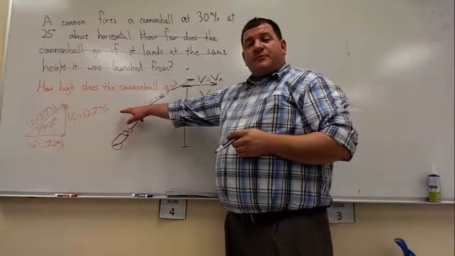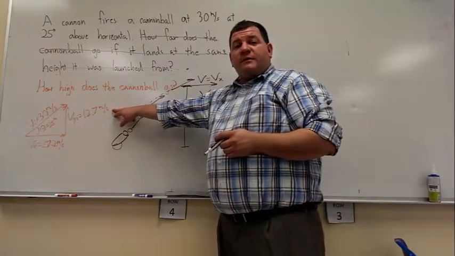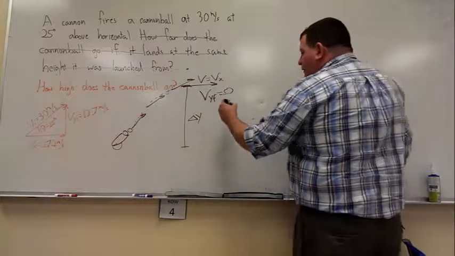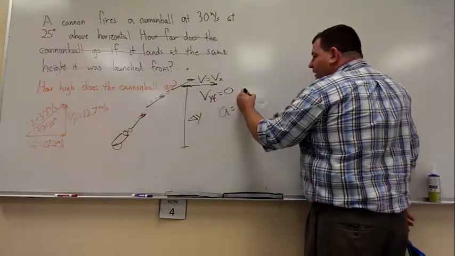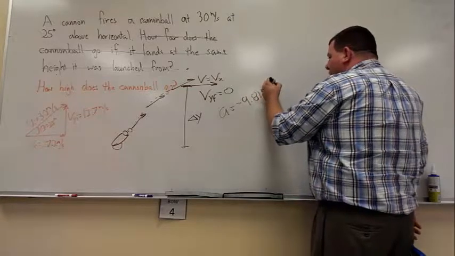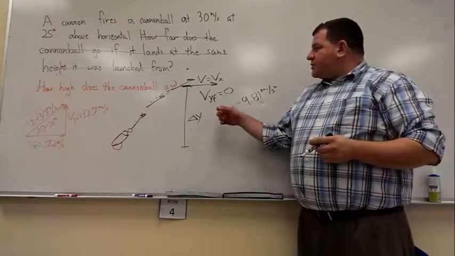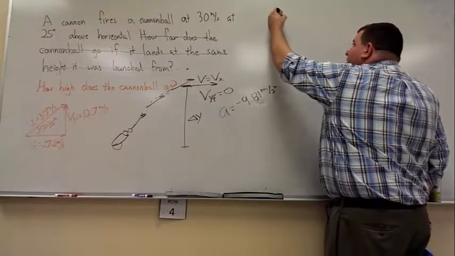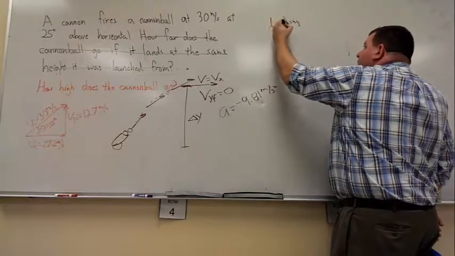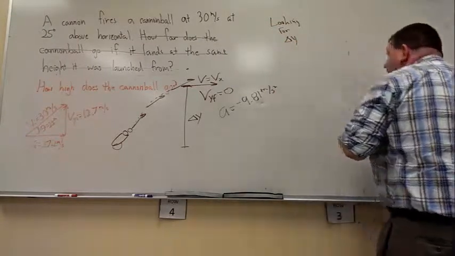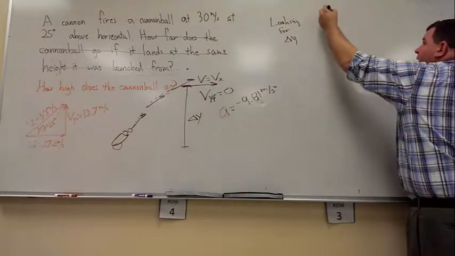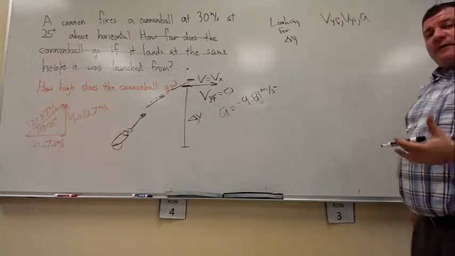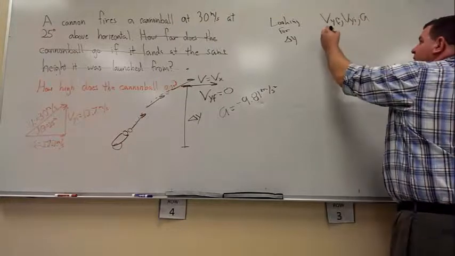From projectile practice problem number 1, we figured out VYI was 12.7 meters per second, and Vx is 27.2 meters per second. We also know the acceleration, of course, negative 9.81 meters per second squared. So we should be able to use this information to find our delta y. We're looking for delta y. We know VYF, VYI, and the acceleration. So what's not part of this problem is the time, delta t.